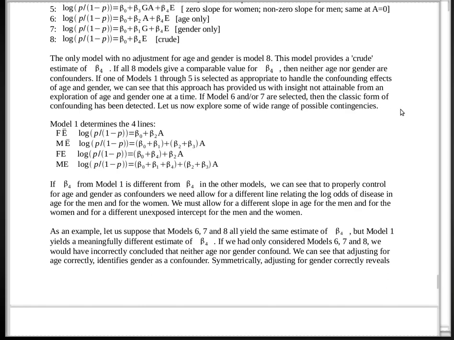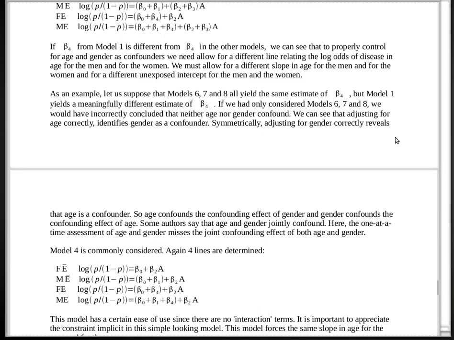Symmetrically, adjusting for gender correctly reveals that age is a confounder. So age confounds the gender confounding, and gender confounds the age confounding. So again, as I said, some authors in this literature say that age and gender jointly confound. Joint confounding is a very generic term, and as I said, I would suggest that more often you're going to need to describe in more detail what you mean by joint confounding in the circumstance you have.